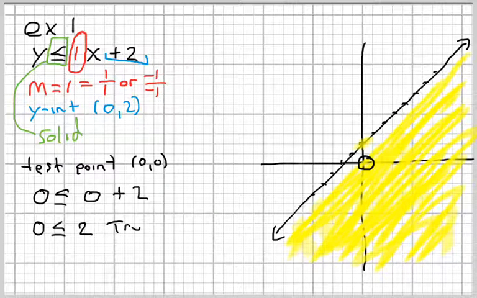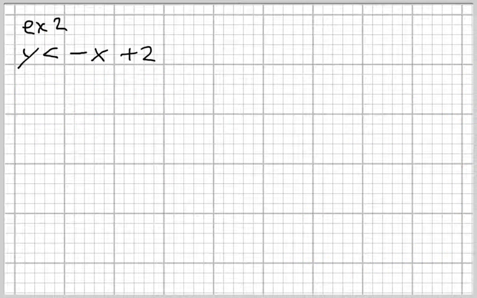This is a true statement, so we would shade the side that includes that test point, which we have already done. If this had come out to be false, we would have shaded the side that does not include our test point. Both of these ways of figuring out what side of the line to shade are equally acceptable, and I do not care which one you use. Let's look at another example.